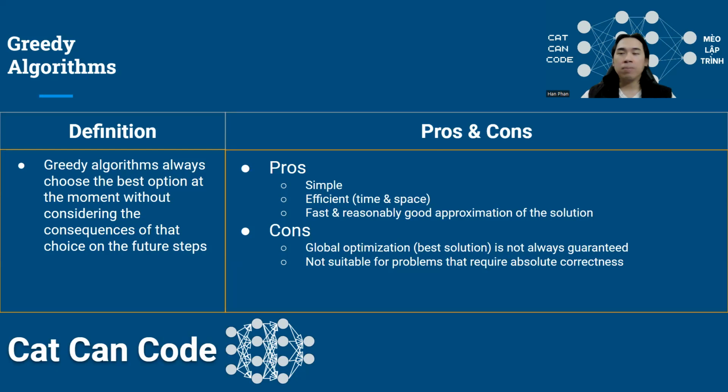So what are the cons of these strategies? First, it doesn't guarantee the global optimization or the best solution, because like I mentioned, it doesn't take into consideration the future. It only takes the best option at the moment. So the best solution is not always guaranteed. It's not suitable for problems that require absolute correctness. Some critical problems that require exact solution, the most optimal solution, the best global optimization, then this strategy is not suitable for those applications.